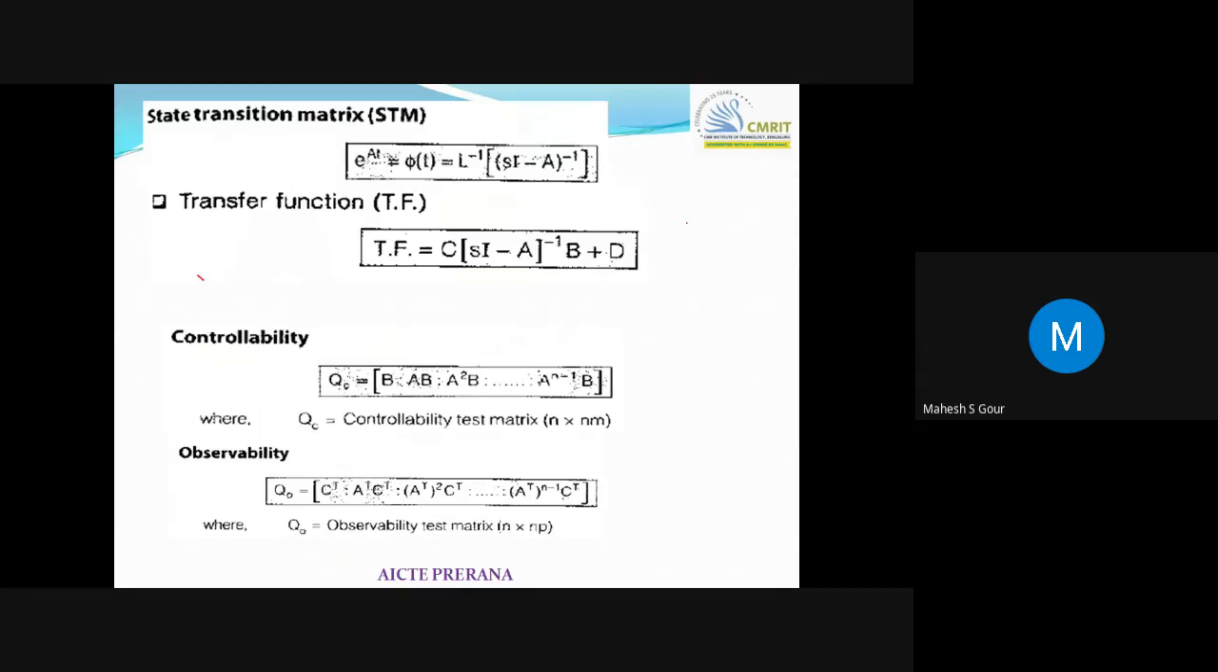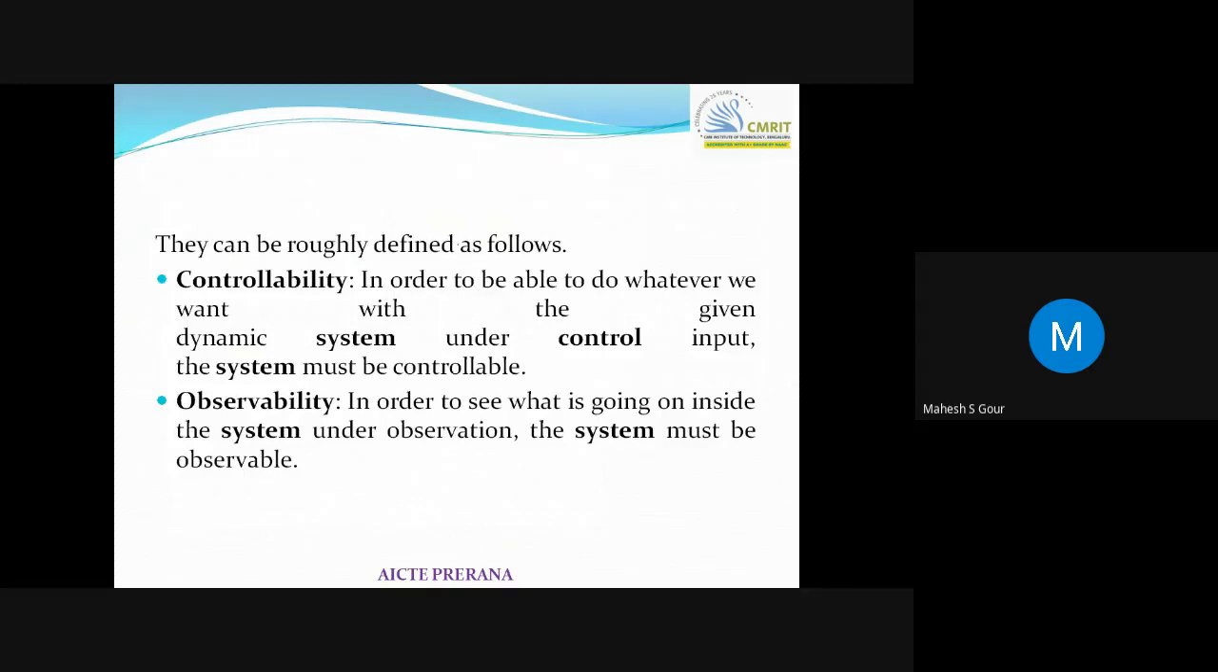Okay, so I'll revise once. What is controllability? In order to do whatever we want with the control system, it finally means if I want my desired output, whether it is achievable by my control system or not. So that is my controllability. When I apply my input, whether I'm getting my desired output or not by controlling some functionality, that is called controllability.